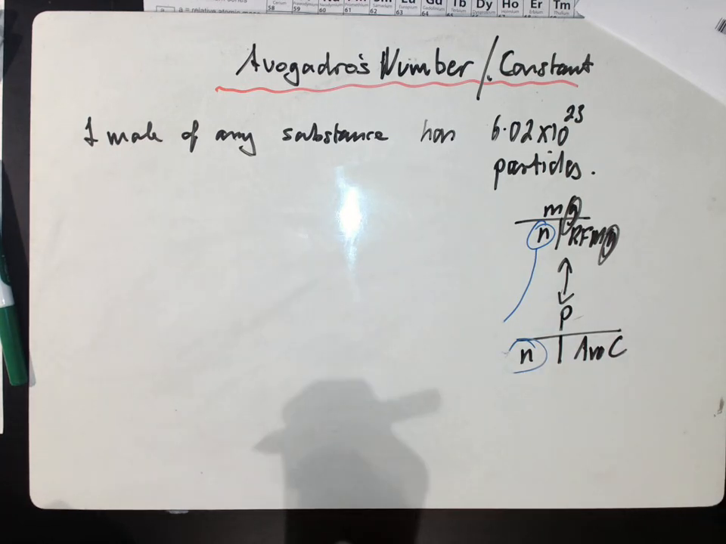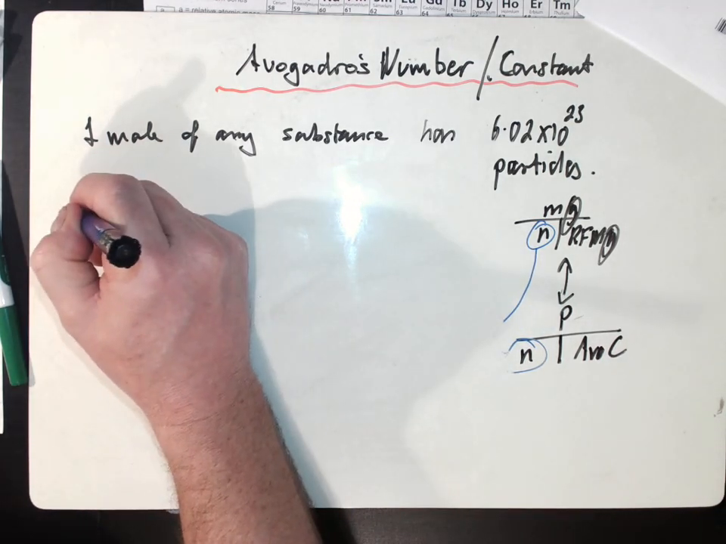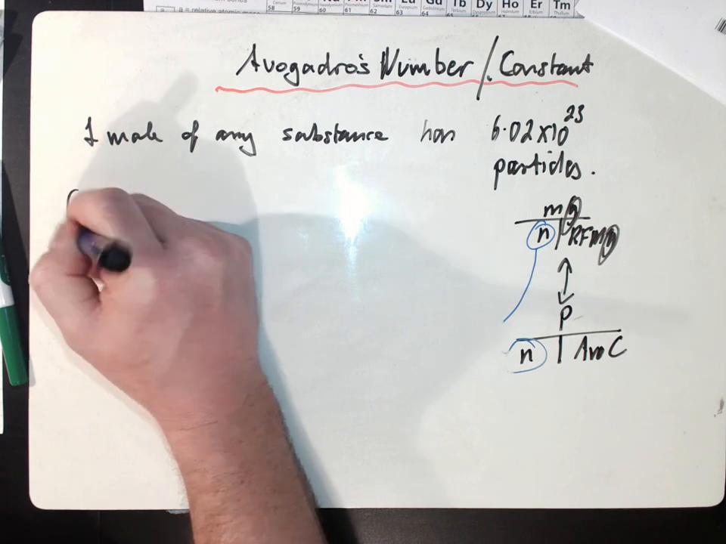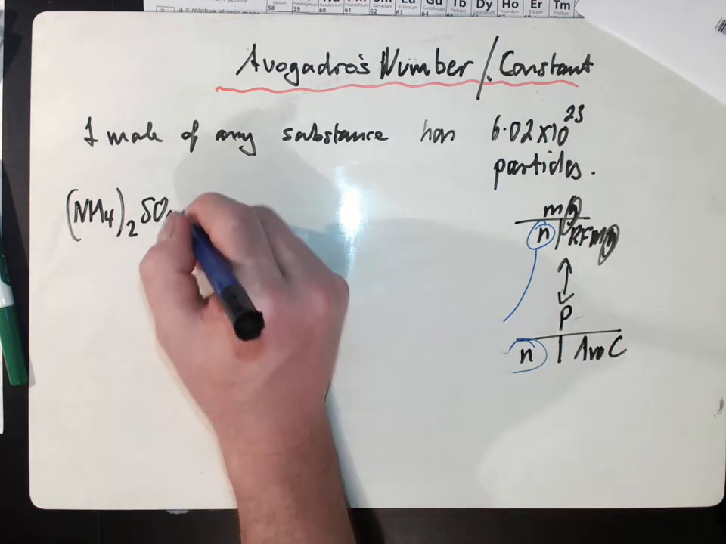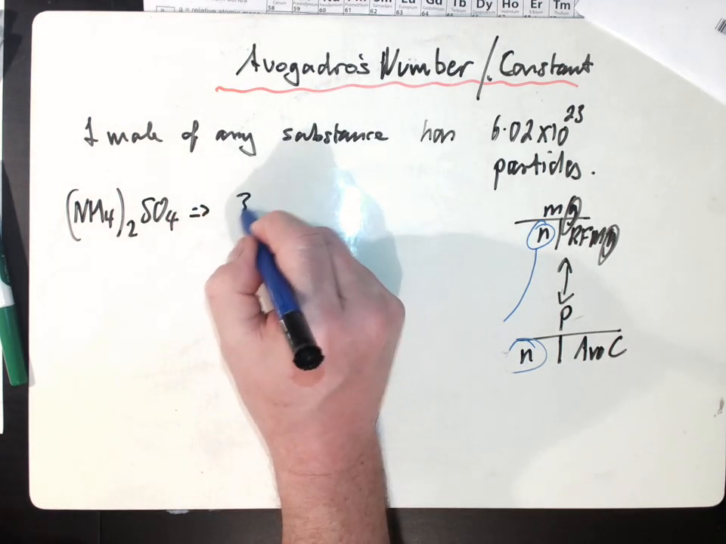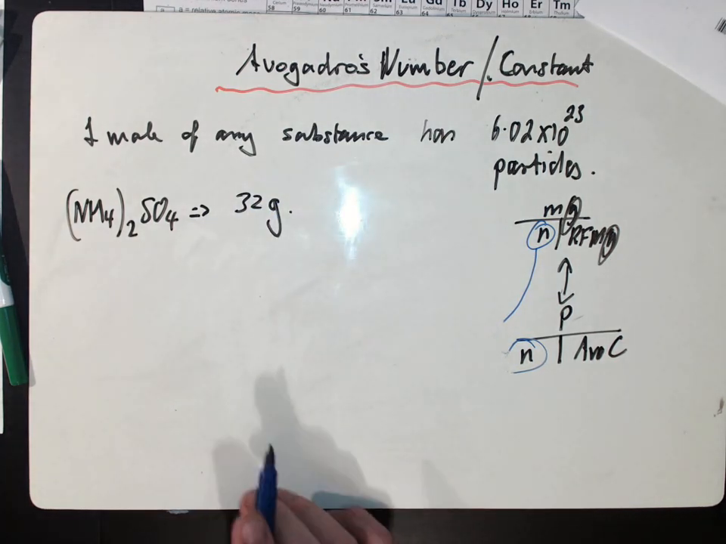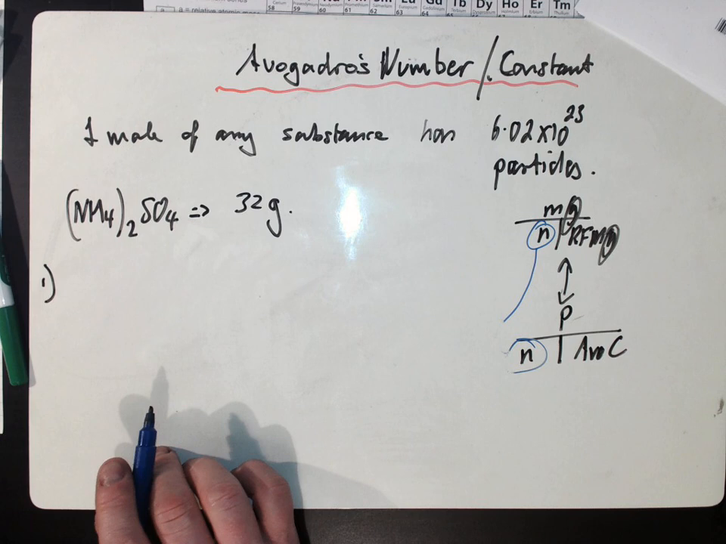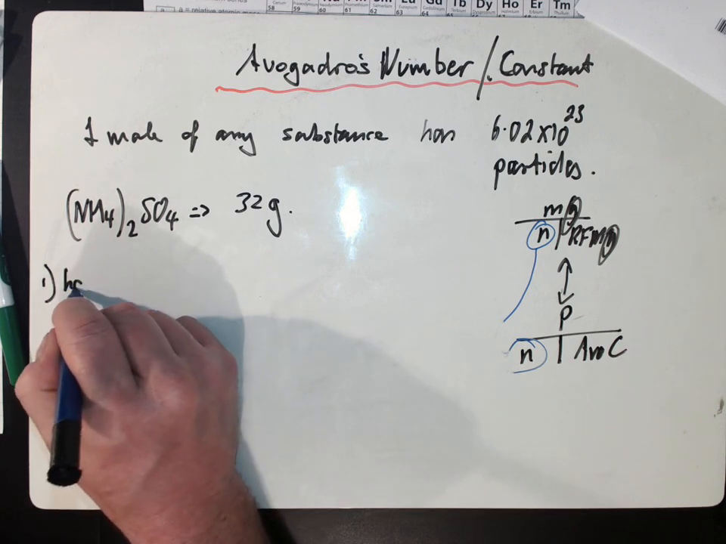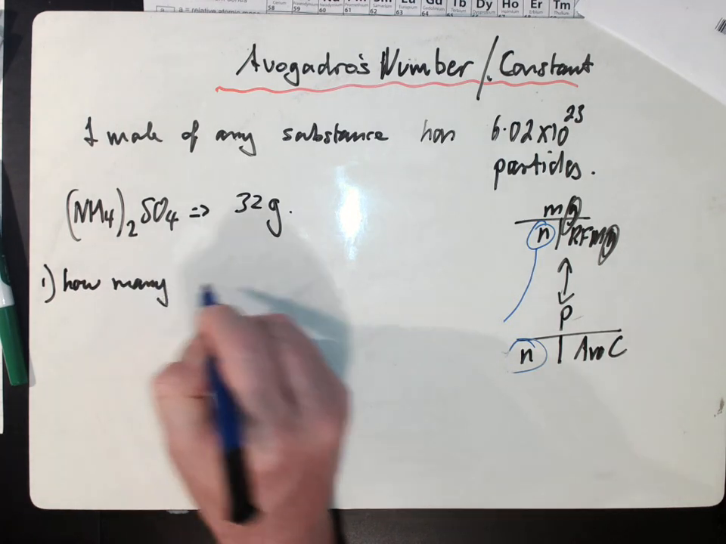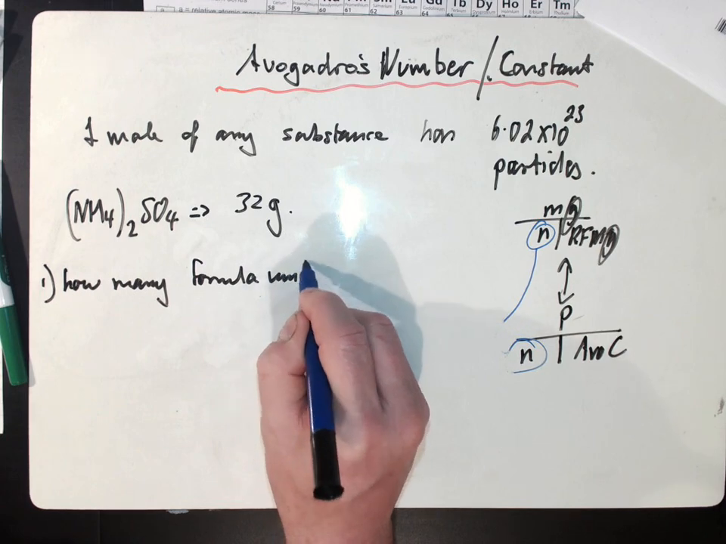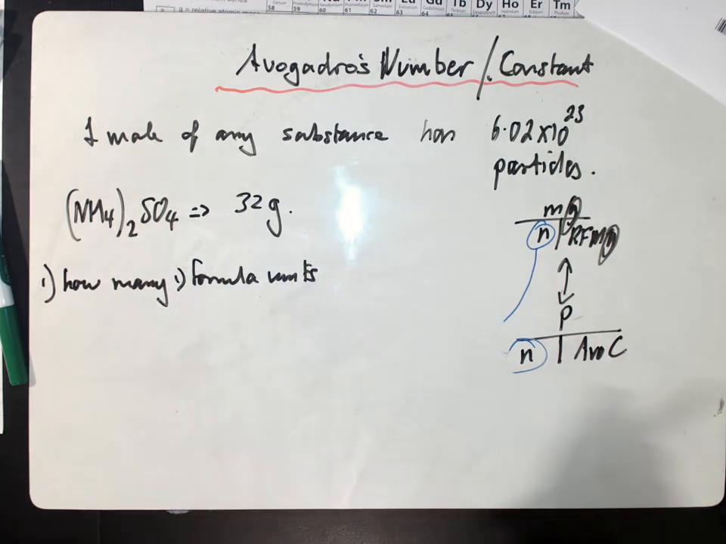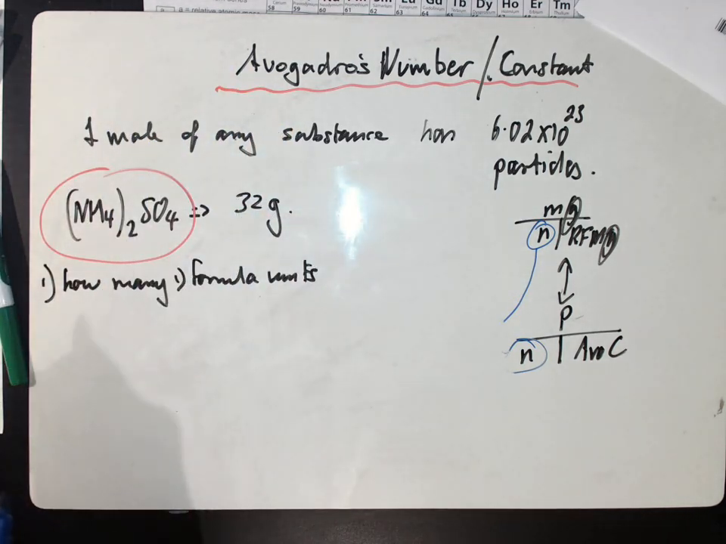Okay, let's take then something like ammonium sulfate. This can cover quite a lot of bases. Let's say we've got 32 grams of it, and the examiner wants to know first of all how many, what we call, formula units. Not a very often used term. So formula units, the formula unit is just the entire thing.